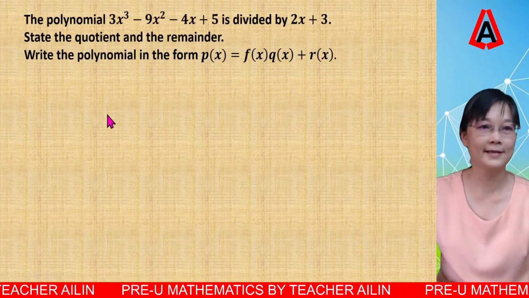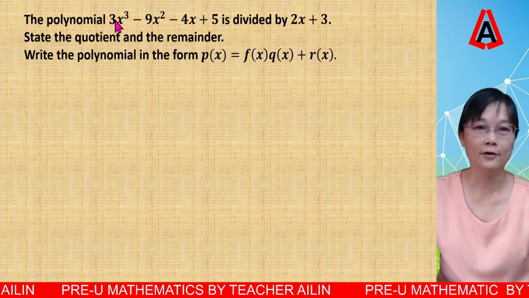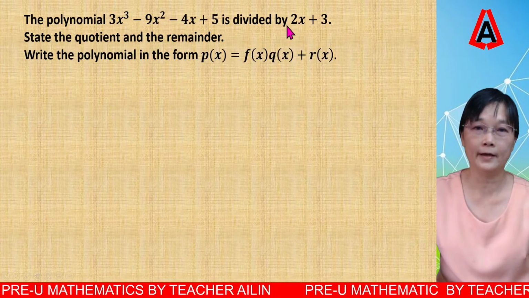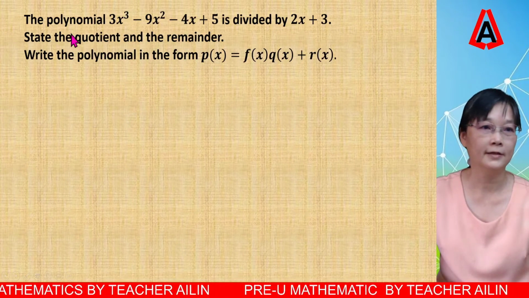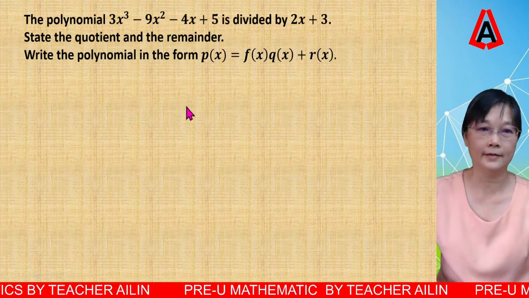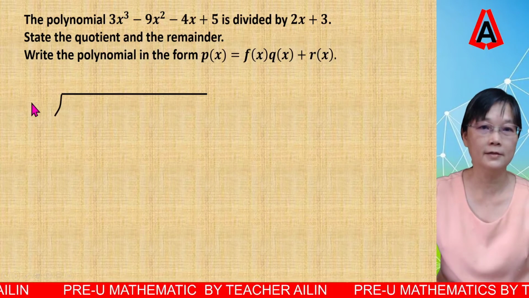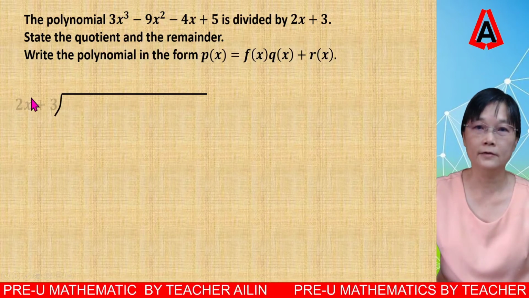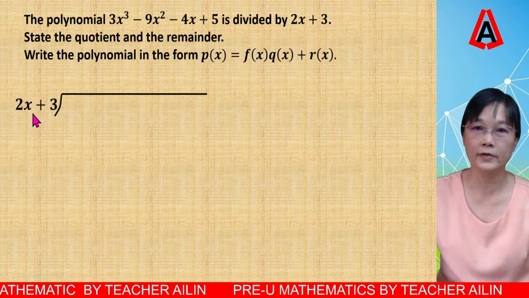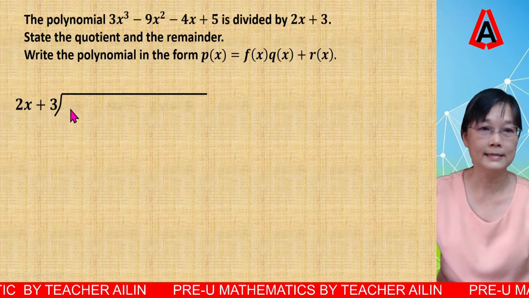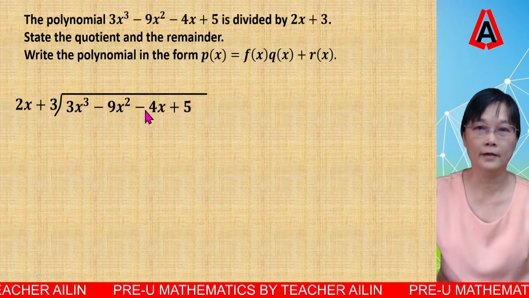Now let's try the next example. The polynomial here is divided by 2x plus 3. State the quotient and the remainder. So we start from the symbol of the division, and outside here, we write down the divisor 2x plus 3, and inside here, we write down the polynomial.